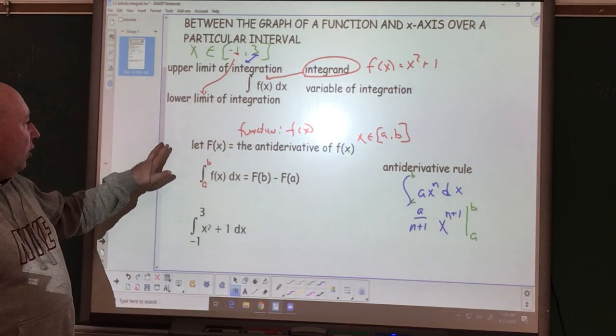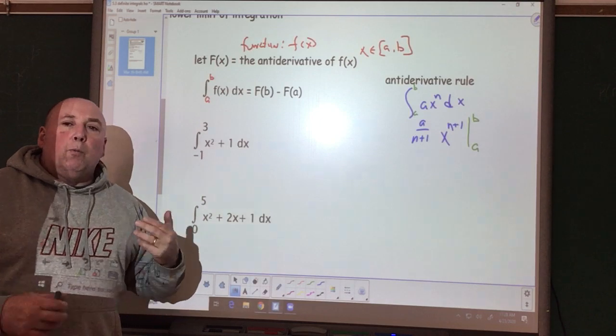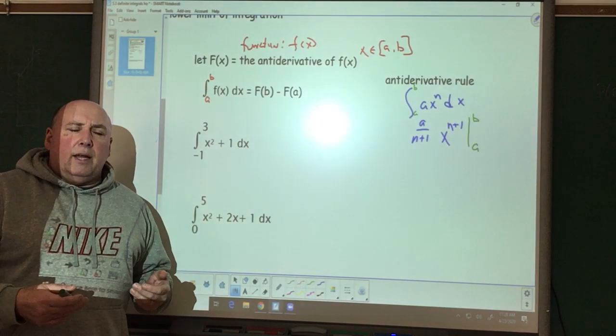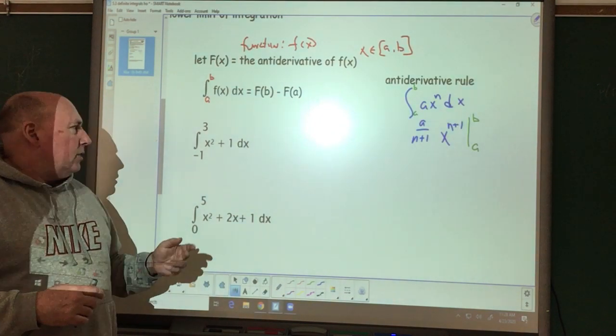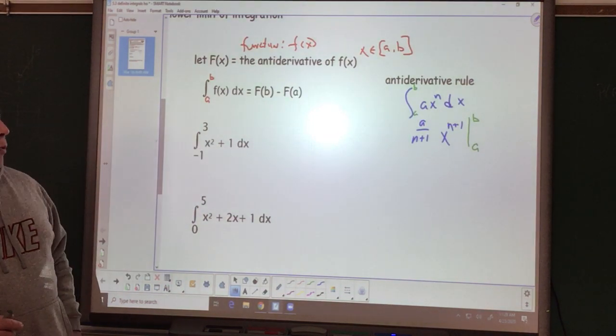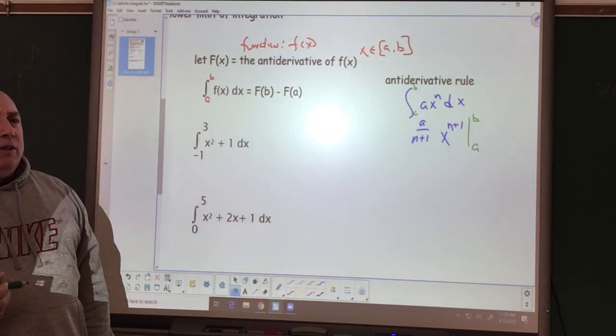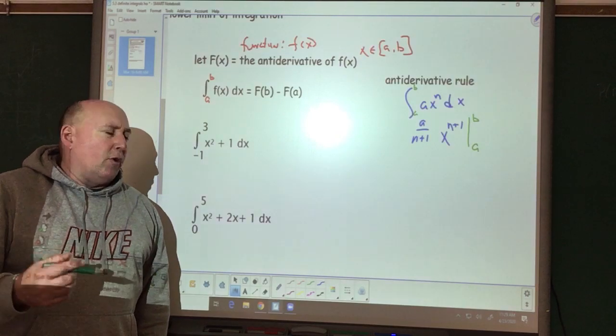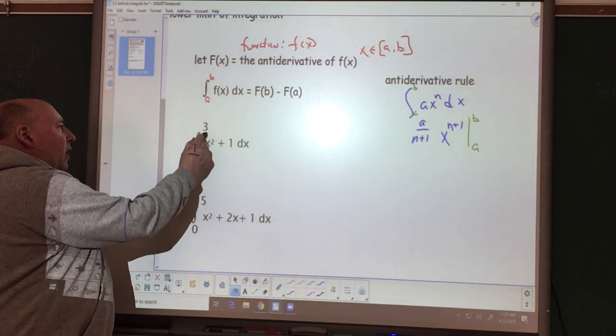If we take a look, this is the problem we've been working on with all the estimations and approximations. We have x squared plus 1, and we want to take the definite integral from -1 to 3.